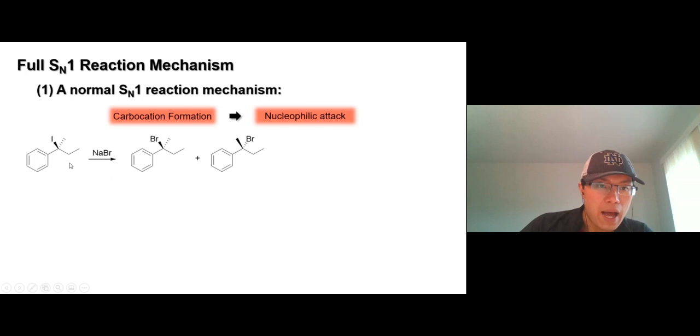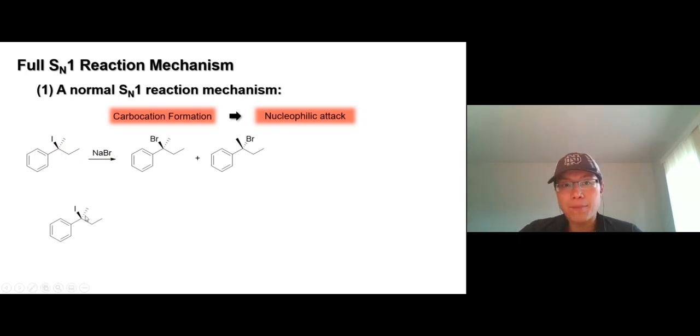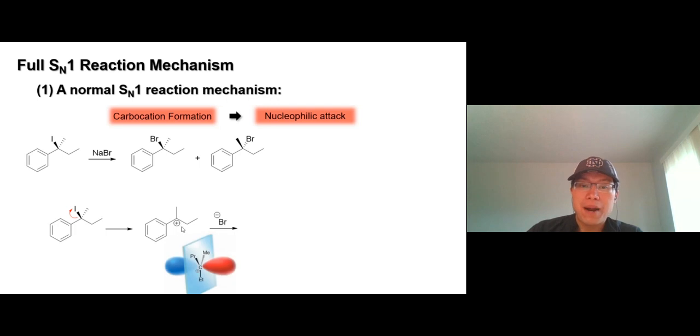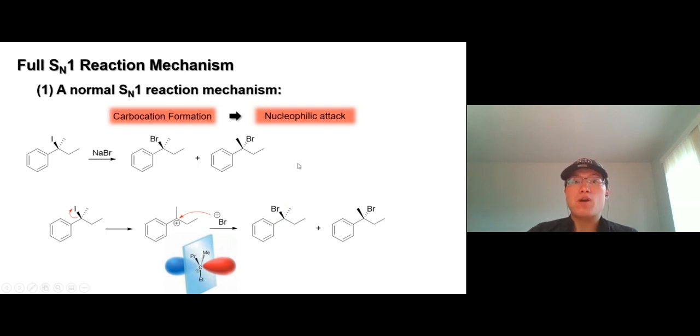All right, so what do we have? We have a tertiary alkyl halide, an alkyl iodide, and your nucleophile is a bromide. So bromide will replace iodine. First step is carbocation formation. The leaving group leaves, you get a carbocation. To remind you one more time, carbocation is flat and has an empty p orbital, so there's space at the front and space at the back. Bromide can attack on both sides, so you get two products, one from the front, the other from the back. This is a typical SN1 reaction mechanism.